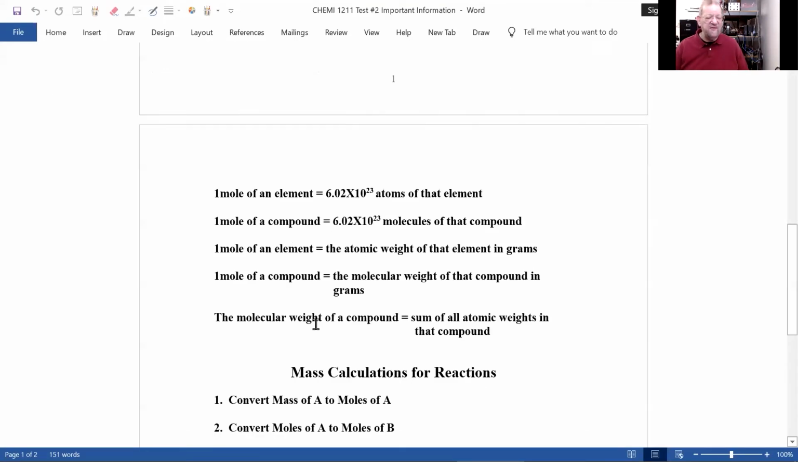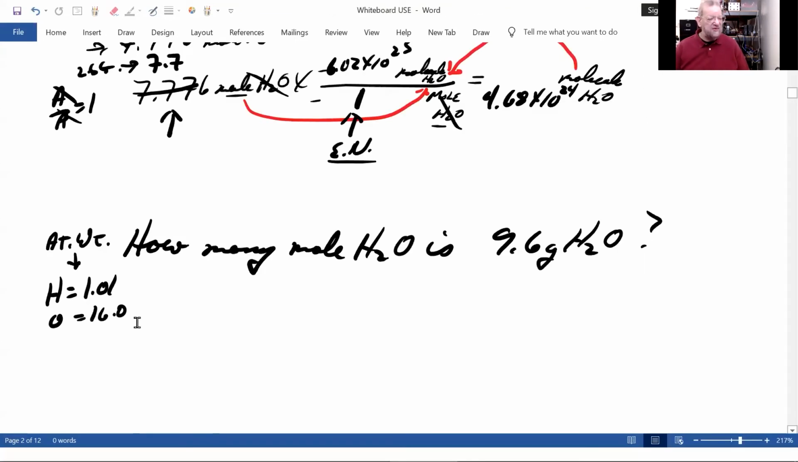And one other thing I should point out, if you look at important information, 1 mole of an element equals the atomic weight of that element in grams. 1 mole of a compound equals the molecular weight of that compound in grams. And the molecular weight of a compound is the sum of all atomic weights. I'll read it again. 1 mole of an element equals the atomic weight of that element in grams. 1 mole of a compound equals the molecular weight of that compound in grams. And the molecular weight of the compound is the sum of all atomic weights in that compound. And that will be given to you in test number 2. So have fun.